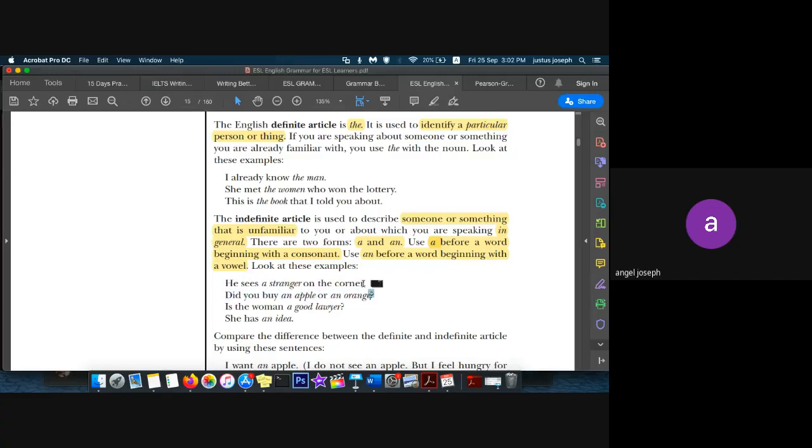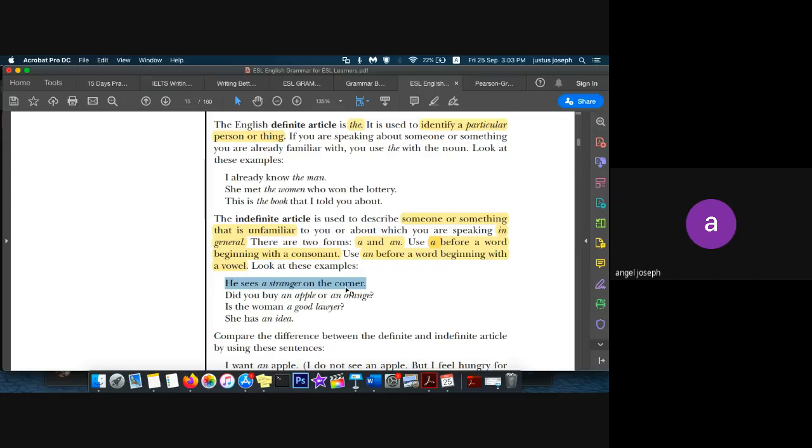Okay, look at the first example. He sees a stranger on the corner. Does this person, he, know the stranger? No, he does not know the stranger. Can you put, he sees the stranger on the corner? No. In a story, we can.